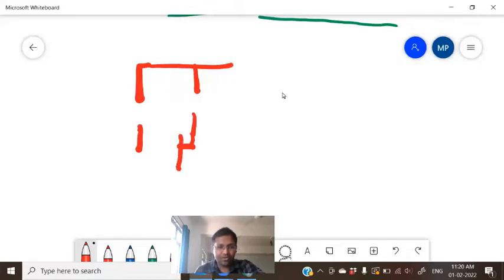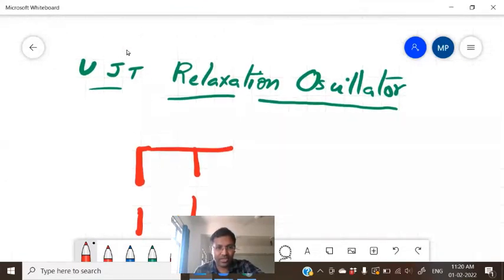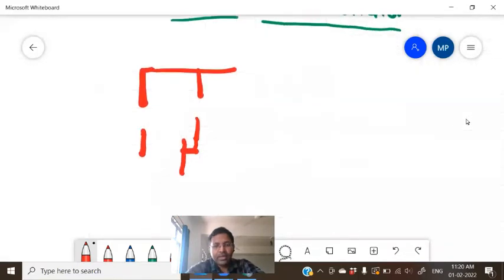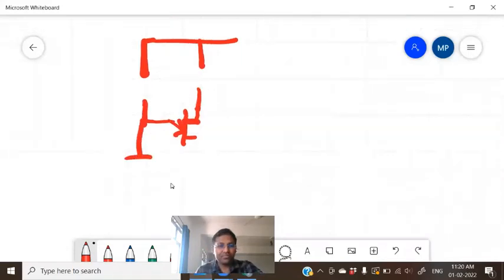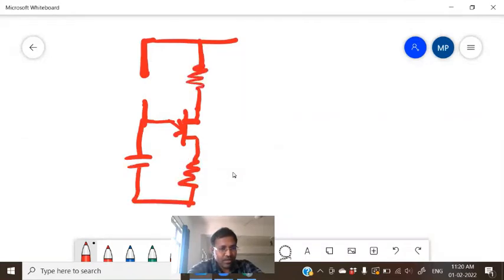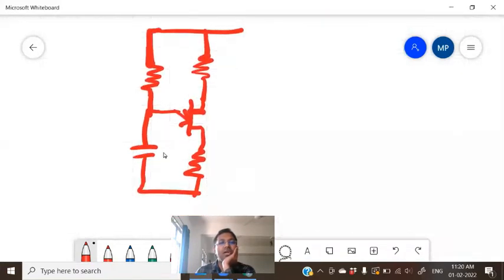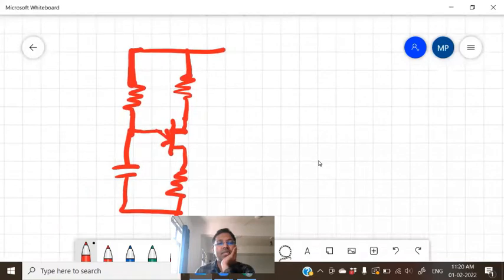Obviously, we will use a UJT, and I hope all of you remember that this is the symbol of UJT. It is a voltage divider bias arrangement, but the only difference is that we have a capacitor here. In voltage divider bias, at this place you have a resistor, but in this circuit you have a capacitor here. That is the only difference.